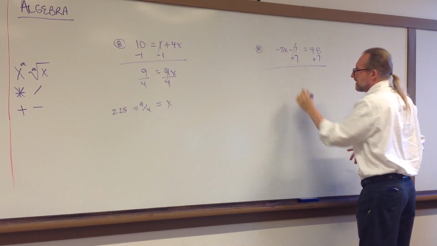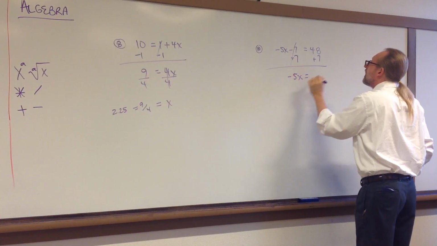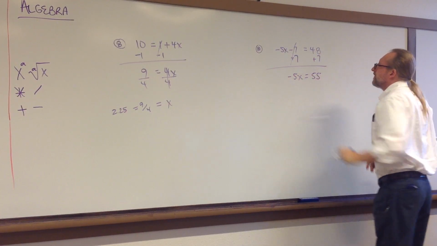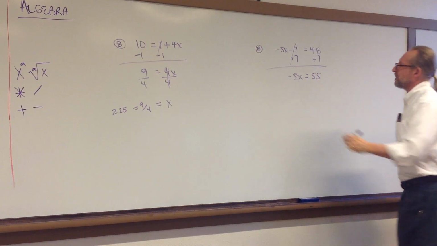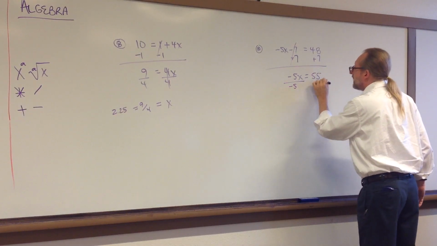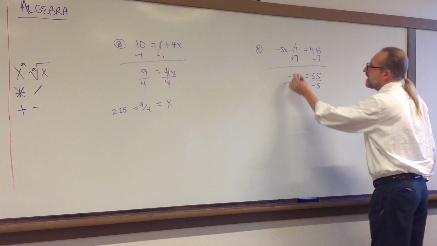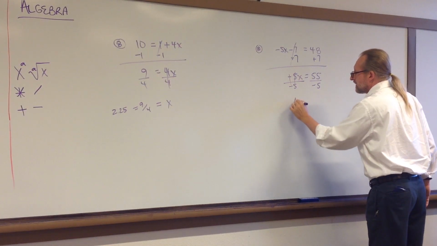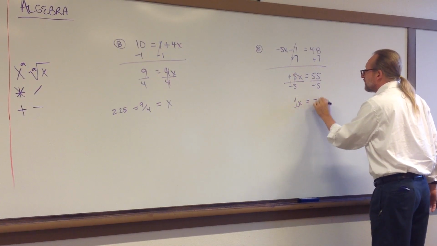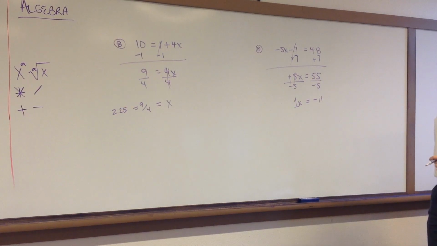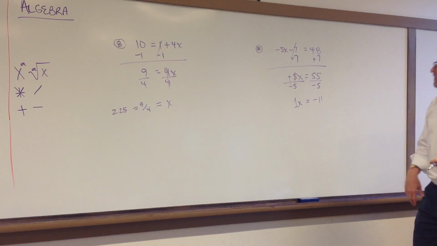So these cancel out and make 0. Over here, we get 55. And then to get the x by itself, we want to divide on both sides by negative 5. So this all cancels out, leaves us with 1x, because that's always what we want. And then over on the other side, we get negative 11. So x equals negative 11.